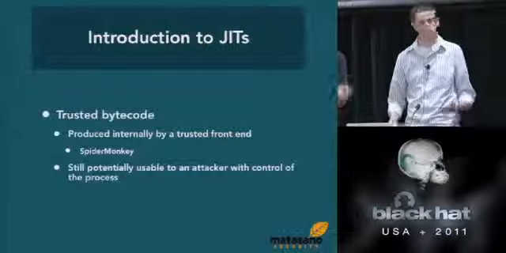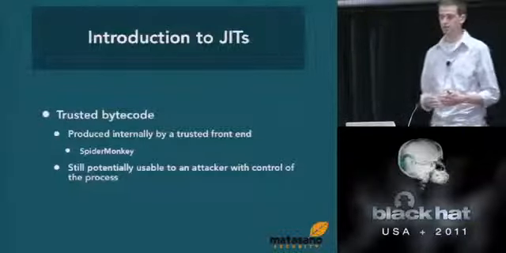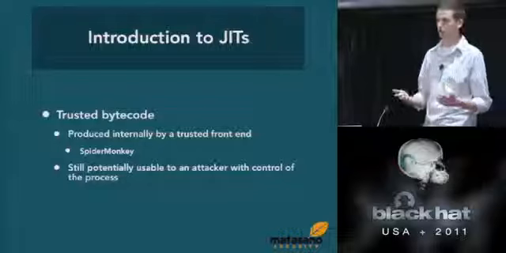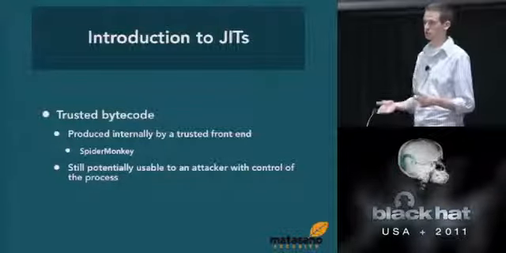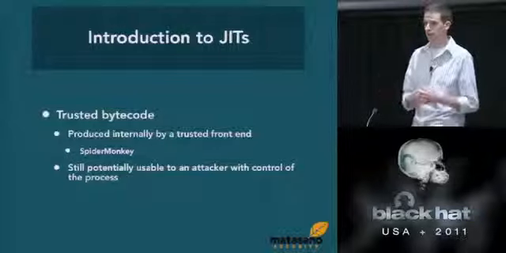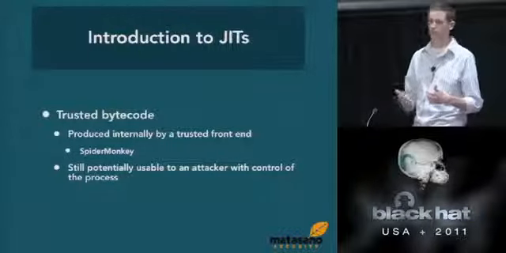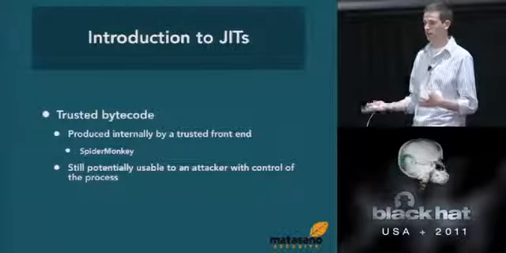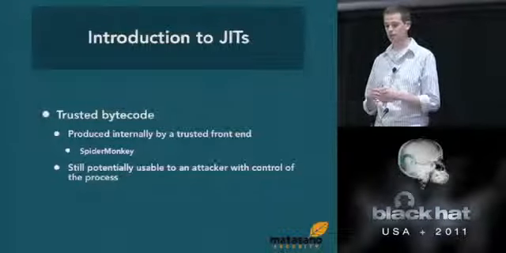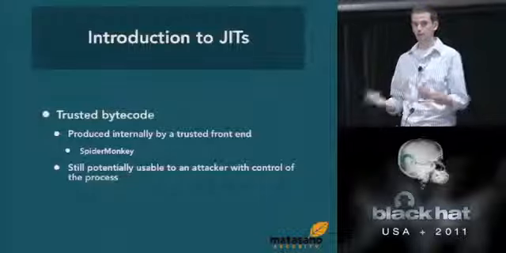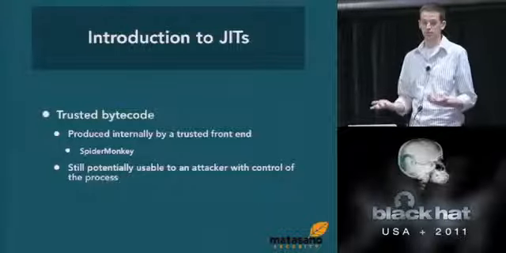And then, of course, there's trusted bytecode. We define trusted bytecode as an intermediate representation that's always produced by a trusted component, a component that you trust. A great example of that is the SpiderMonkey JavaScript engine in Firefox. There's no way for an external web server anymore to feed SpiderMonkey bytecode to the SpiderMonkey engine over the internet. It just doesn't work that way.